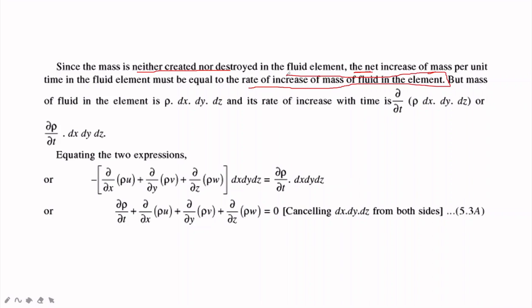The rate of increase of mass of fluid in the element. But what is the mass of fluid in the element? It is its density times the volume dx dy dz, and its rate of increase with time is the partial derivative with respect to t of rho dx dy dz, or simply ∂ρ/∂t into dx dy dz. With this expression and the net gain of mass, we will equate both.